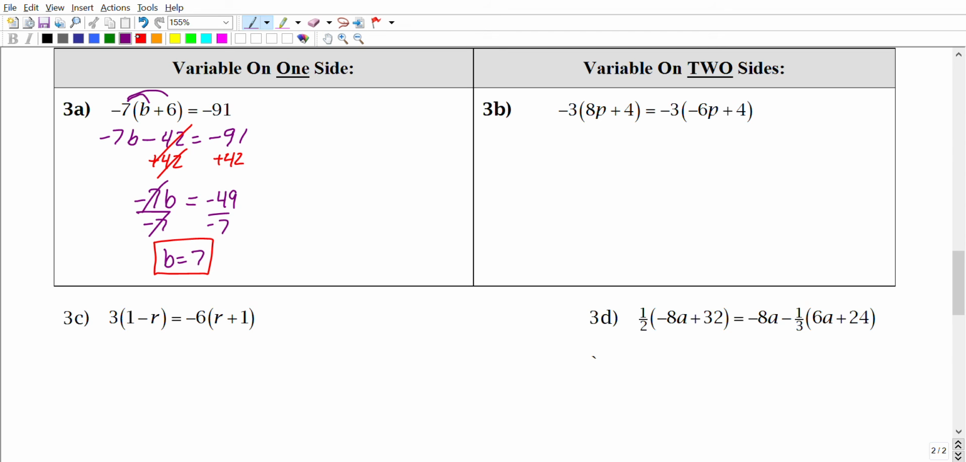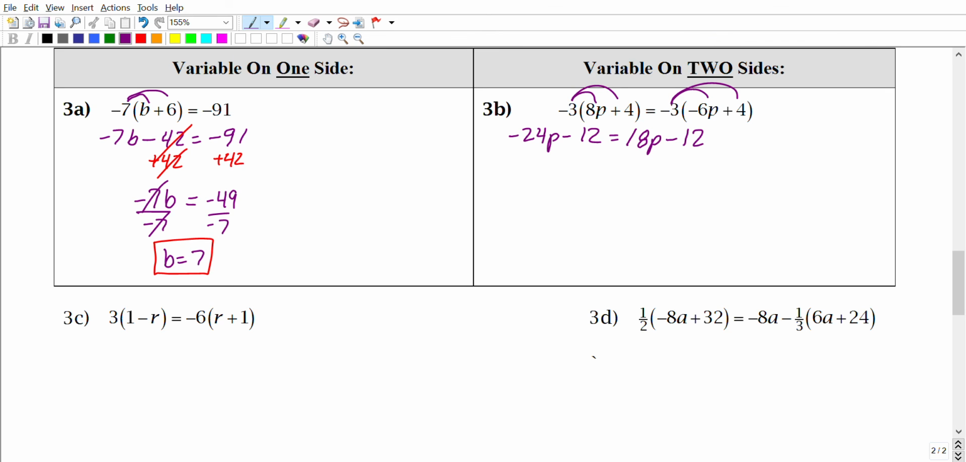So we know right off the bat we have to distribute. As soon as you see a parentheses, guys, distribute it. We're going to distribute this term. So we get negative 24b minus 12 equals, all right, now on this right hand side, distribute the negative 3 once again. So I get positive 18p minus 12. Okay. All right.